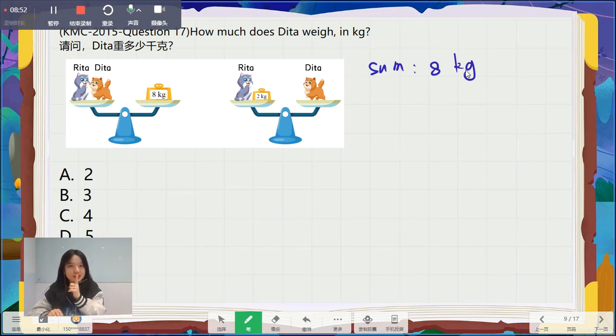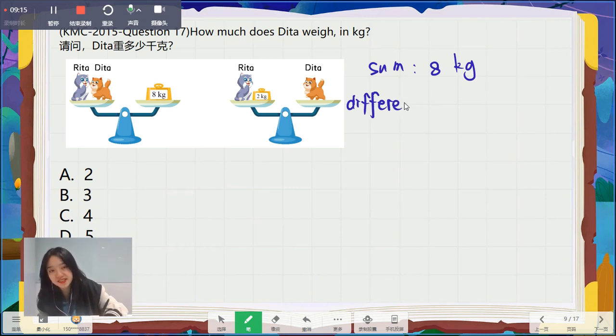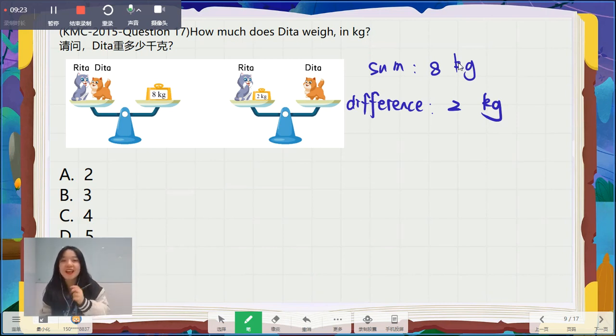So now could you please tell me which one is heavier, Rita or Dita? Think of this question. Perfect. Dita is heavier. How much heavier? Okay, how many more kilograms does Dita weigh? Just 2. So the second question told us the difference between the 2 cats is 2 kilograms. See, when we know the sum and the difference, in fact, this question is just a sum and difference problem. How to solve it?